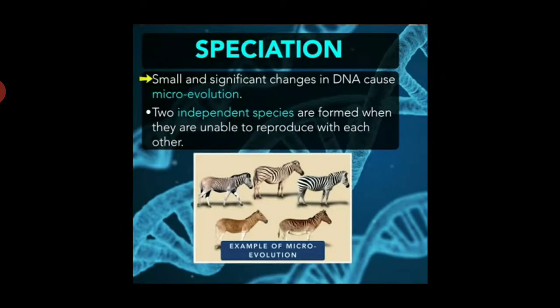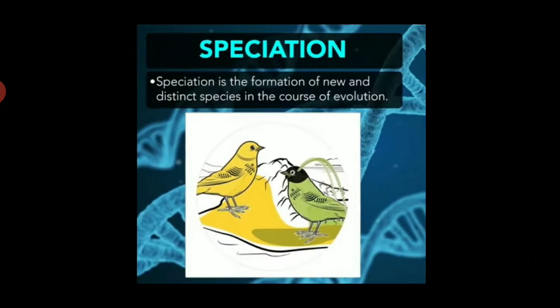Speciation. Small and significant changes in DNA cause microevolution. Two independent species are formed when they are unable to reproduce with each other. Speciation is the formation of new and distinct species in the course of evolution.